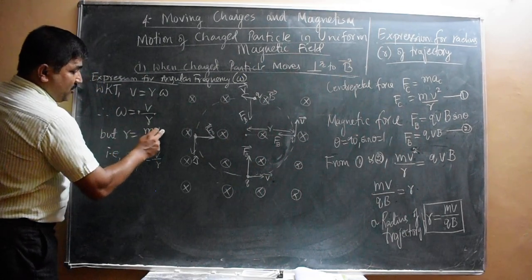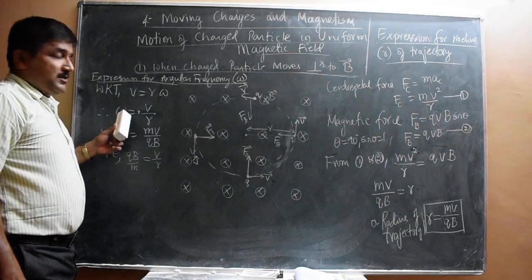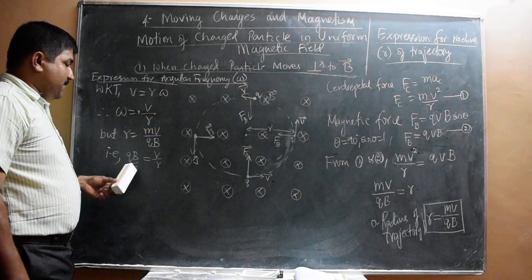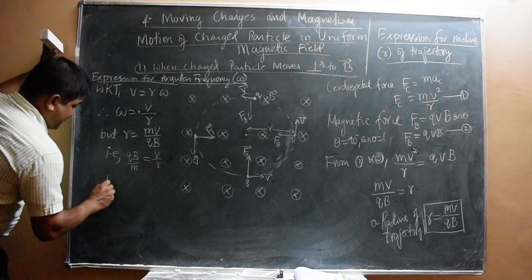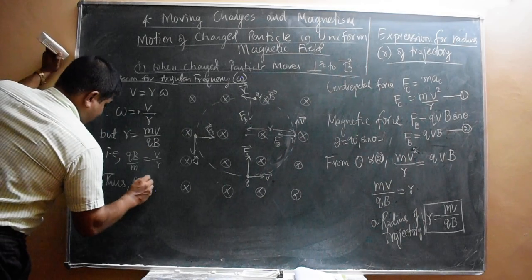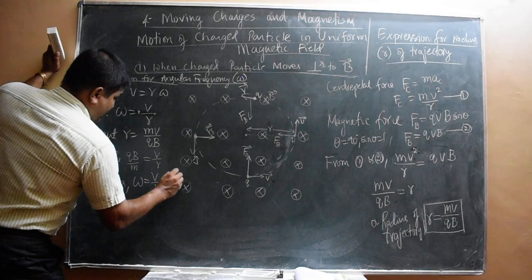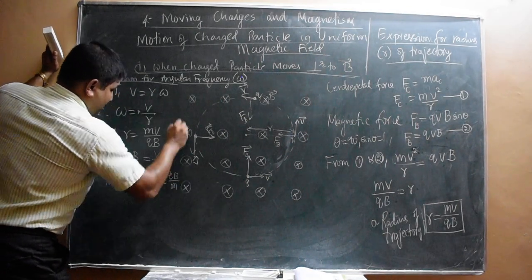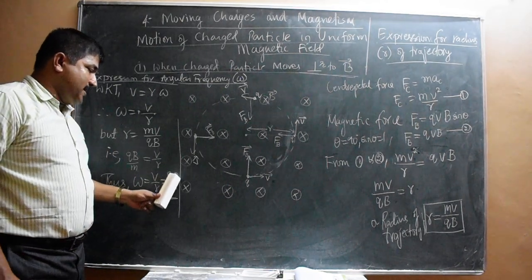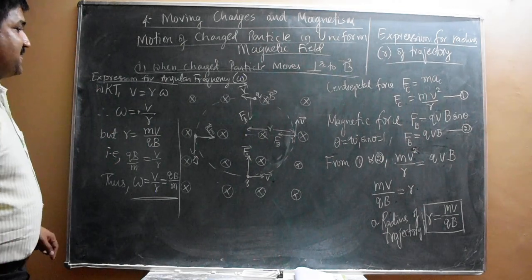Say R equal to mv by qB, we have derived here. Then I want the omega expression for the angular frequency of the charged particle. So qB by m, that is equal to V by R. Thus, I can write omega equal to V by R, and that is equal to qB by m. Okay, so this is the expression for the angular frequency.